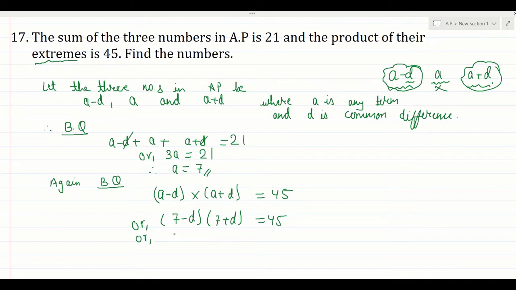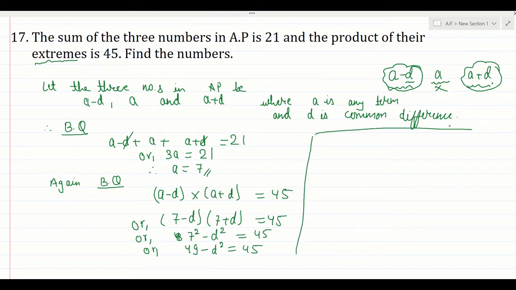Let's simplify the left hand side. It is 7 square minus D square. Isn't this equal to 45? Or it is 49 minus D square equal to 45. After this, we can write 49 minus 45 is equal to D square. So we get 4 is equal to D square. So therefore D is equal to plus minus 2. I hope you got this one. If you have confusion, please refer to question number 16.